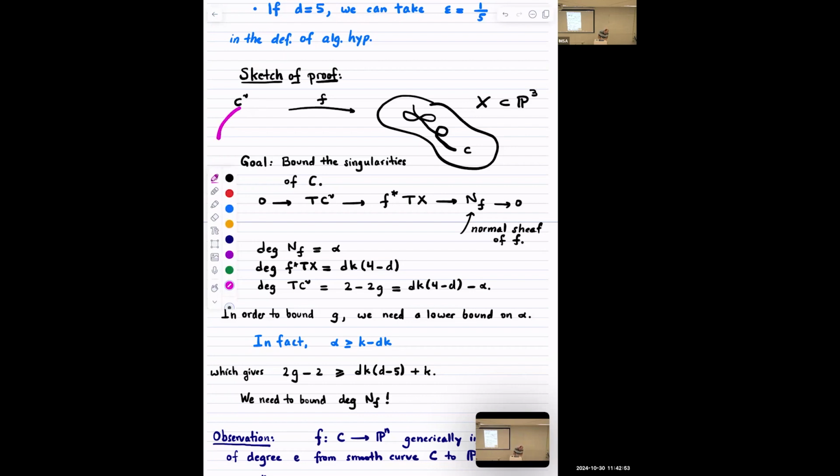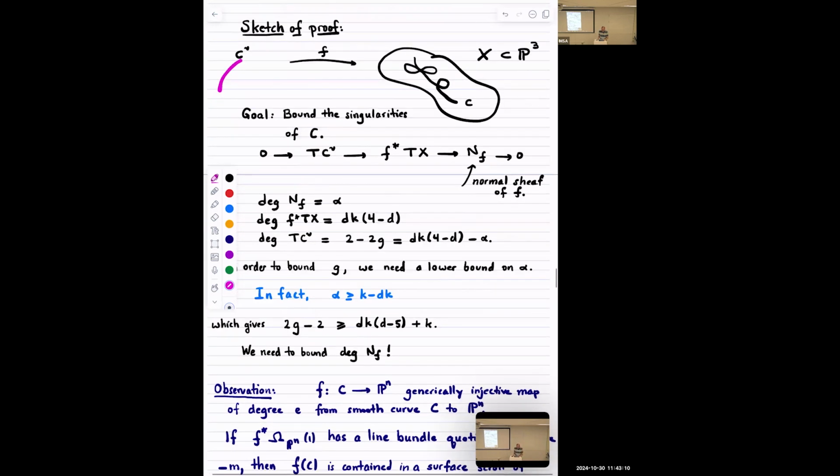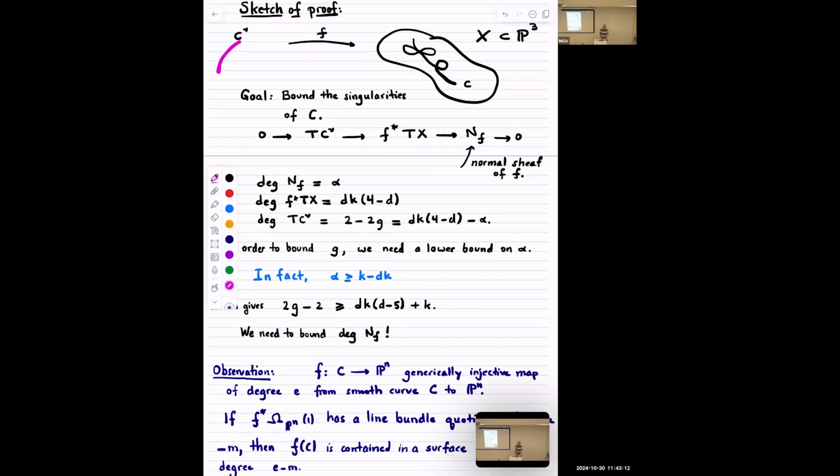Here we have some sort of smooth curve C, right? And it's mapping into my X, and X can have all sorts of self-crossings and places where the derivative vanishes and so on and so forth. And what you want to do is you want to bound the singularities of C. So what you do is you have a natural exact sequence.